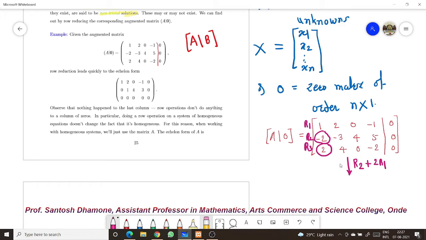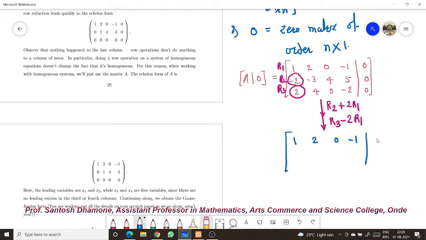First row as it is: 1, 2, 0, minus 1 and 0. Minus 2 plus 2, 0. Minus 3 plus 4, we get 1. 4, 2 into 0 is 0, 4 plus 0, 4. 5, minus 1 into 2 is minus 2, minus 2 plus 5 is 3. 0 plus 2 into 0 is 0, that we get 0.